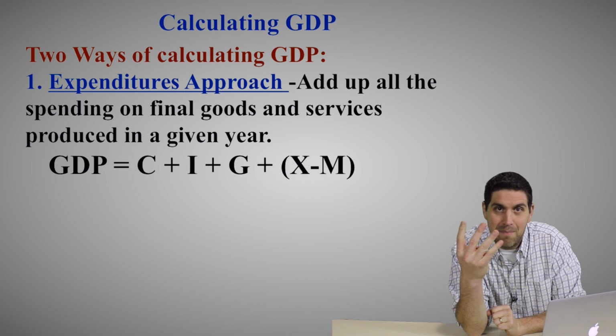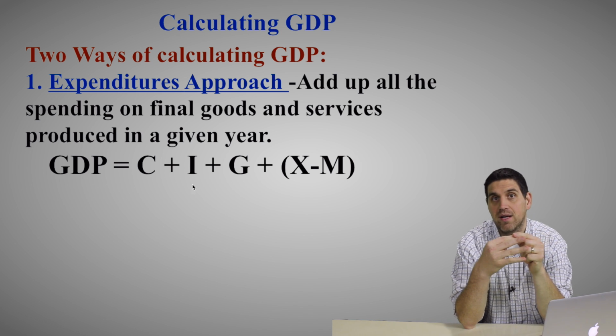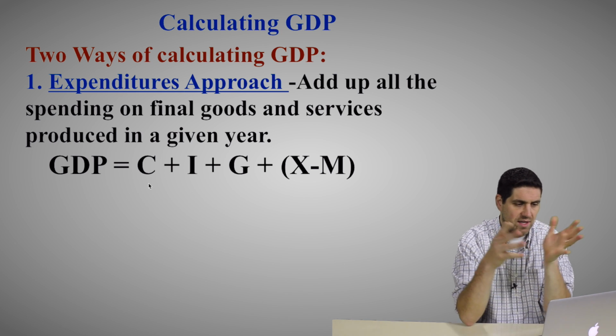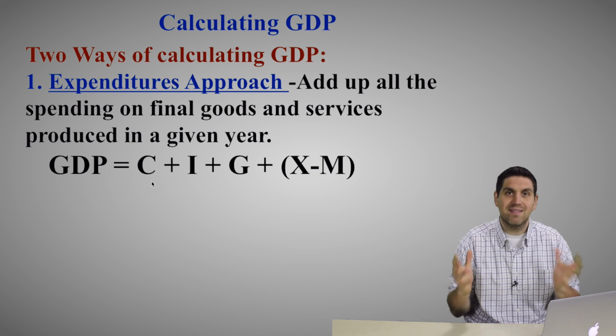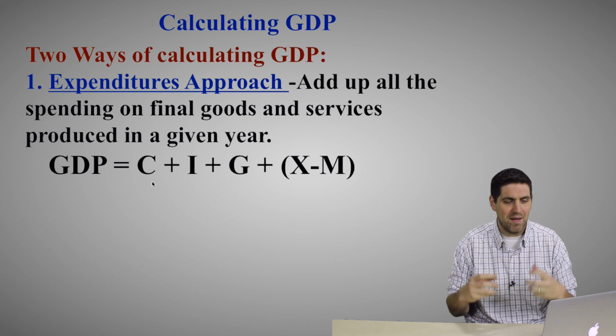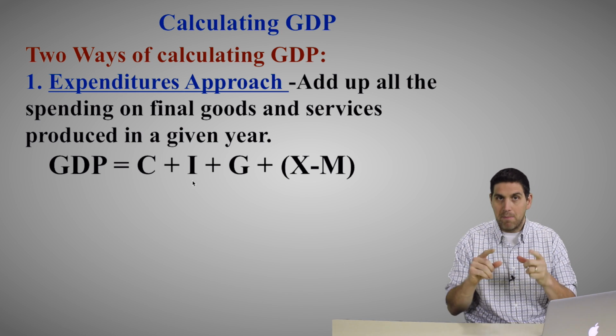There's 4 entities that can buy stuff in the economy, right? There's consumers, businesses, governments, and other countries. So consumers is C. Consumer spending, if you're adding up all the spending in the country, is C. C is about 70% of the U.S. economy. Now, I is investment spending, which is, remember, business spending.